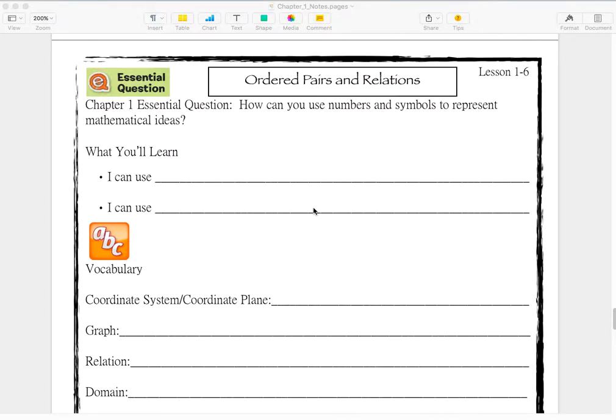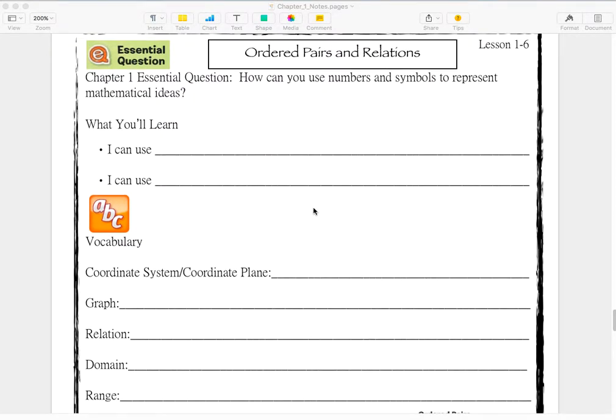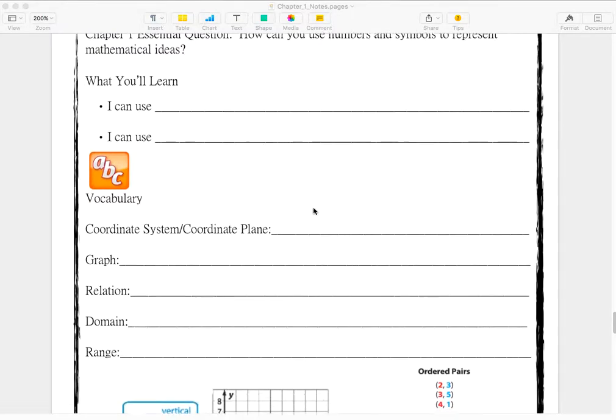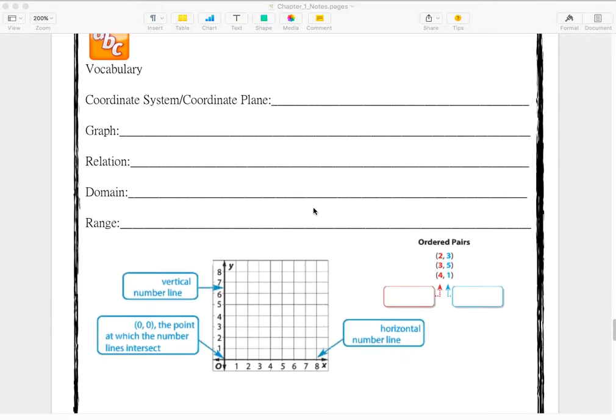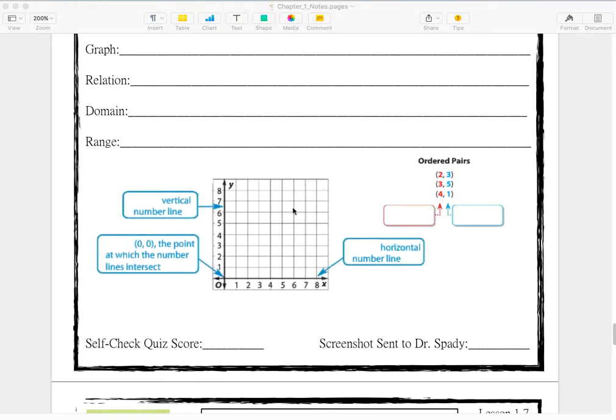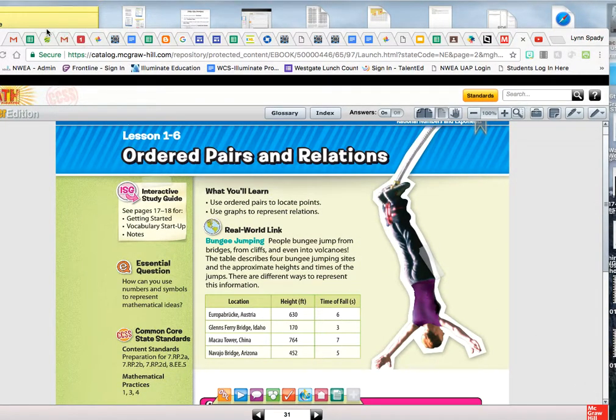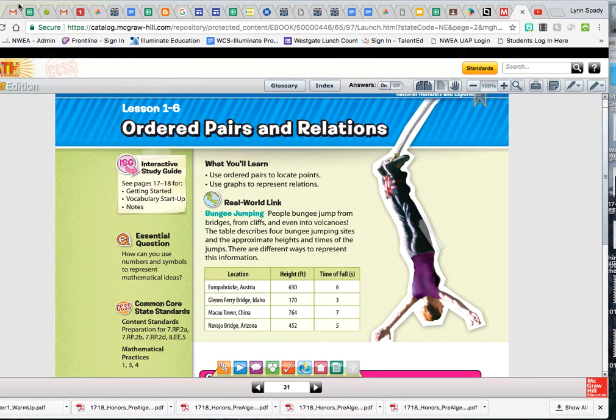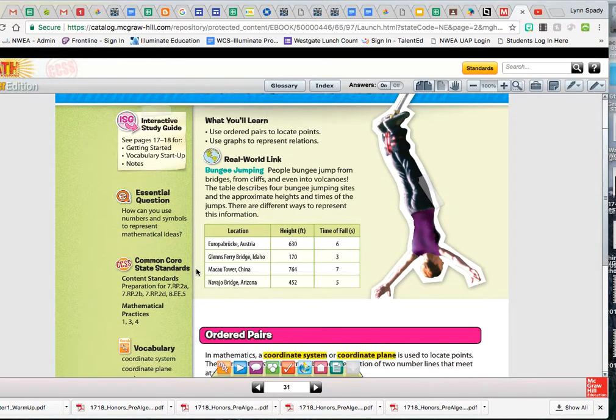For Lesson 1-6, we are looking at ordered pairs and relations. You have a couple of different vocabulary words, and notice for the notes, all you have are a couple of screenshots taken from your textbook. When this is the case on your note sheet, just make sure to read through the different problems for the lesson. Of course, you have your what you'll learn statements at the top and your vocabulary words on the left.